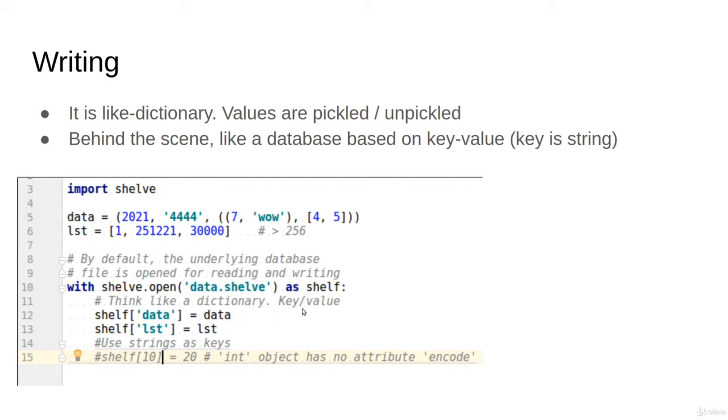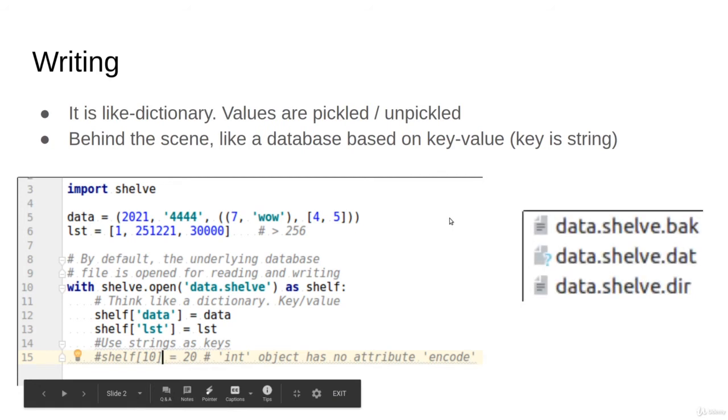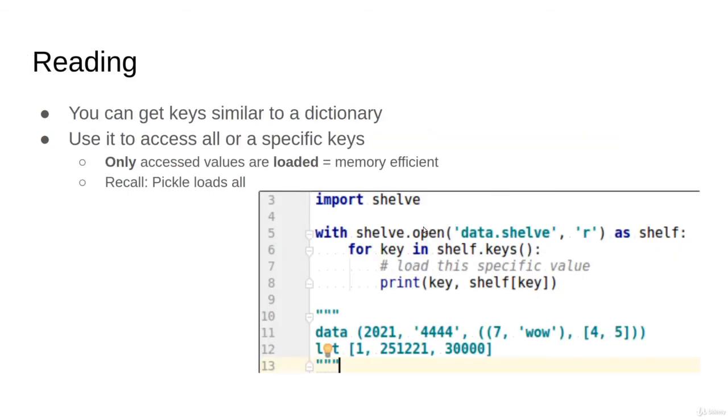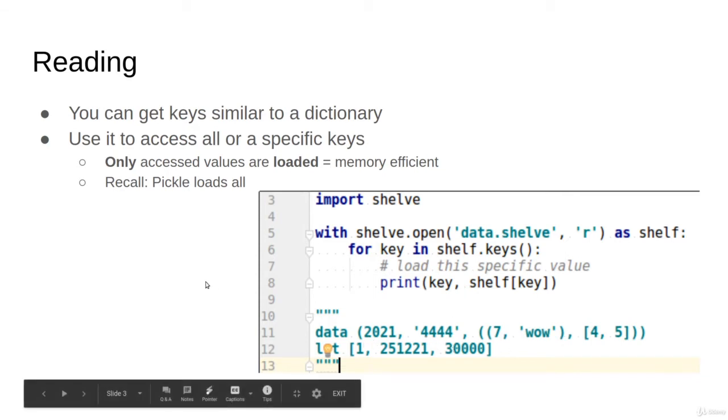It's very flexible in the data. It will write it in binary format, but you just use a key-value structure. Shelve will create 3 binary files mainly for its usage. You shouldn't play with them. If you would like to read, like a dictionary, you have keys in your shelf. So you can get your keys from shelf.keys, and you can iterate and print the key, and shelf of key will return back the data that you have.